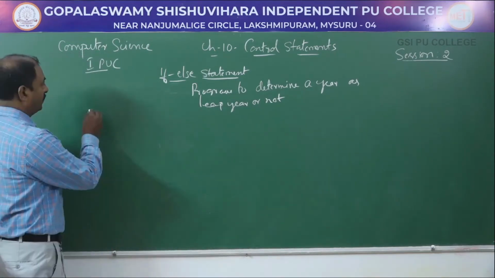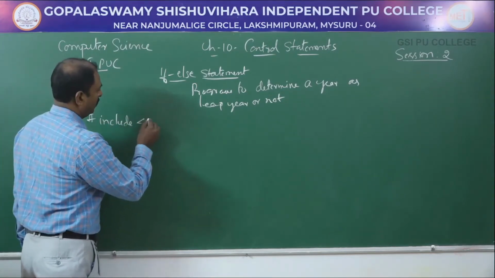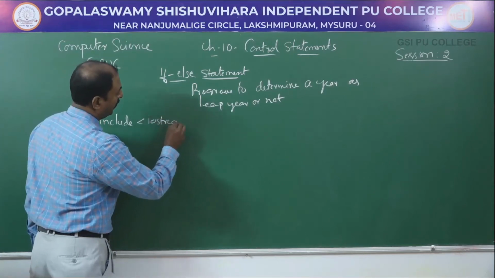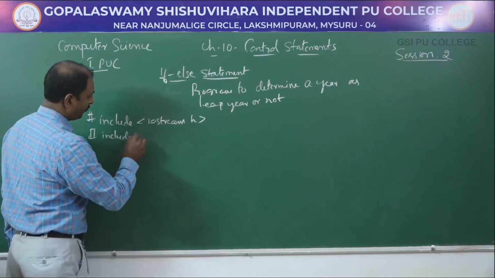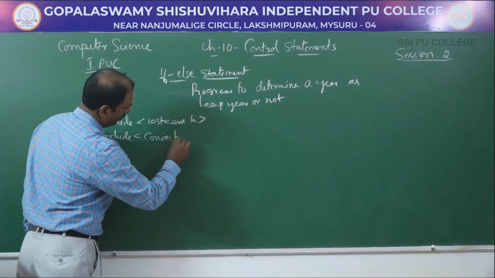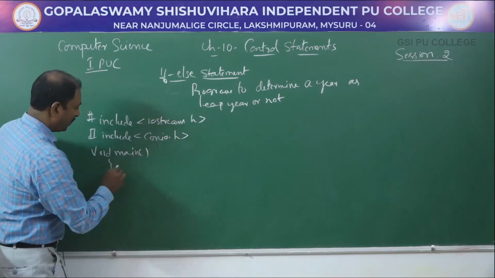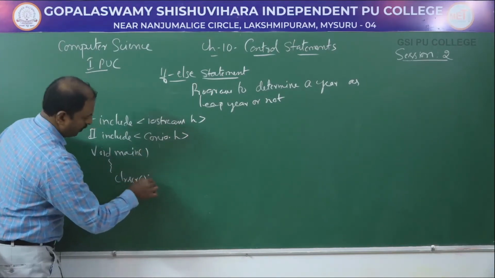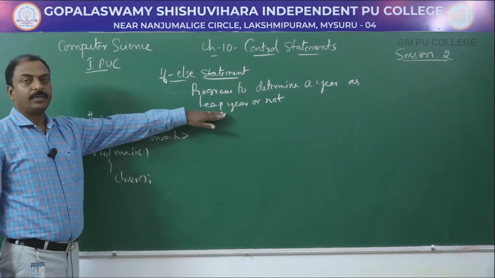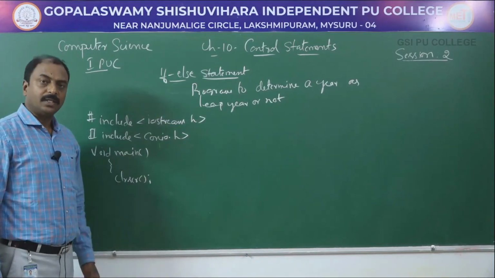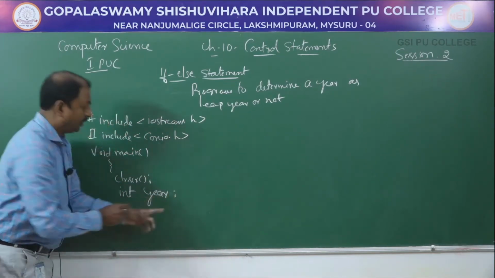The program starts with #include iostream.h, #include conio.h, void main. Here clrscr. Next step is declaration of variables. Here in this example, we have to use one variable to store the year. So here I will make use of int year as a variable, semicolon.